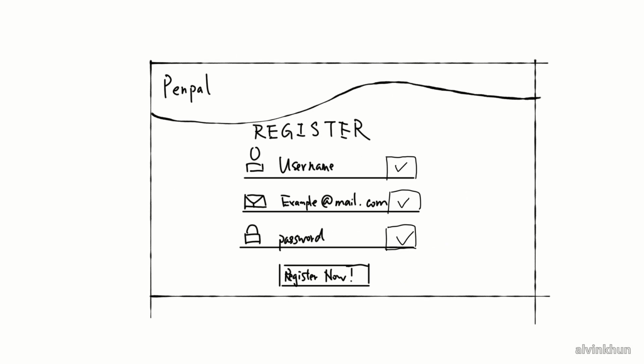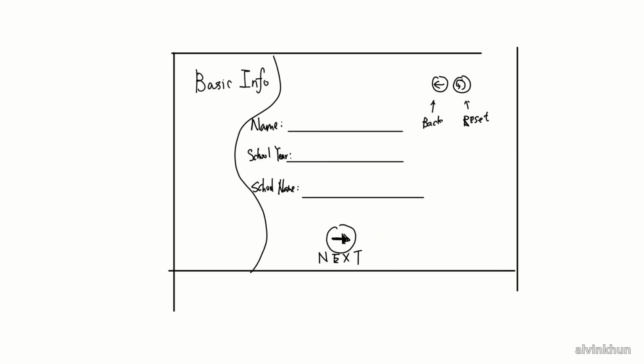The first window of the register page is the account credential page, and the function of each text box is very similar. They also have a dynamic checkbox to validate the format, and they also have a highlight text showing the description of each text box: your username, your email, your password. And after you fill out those credentials, press register now, and it will navigate you to the basic info.